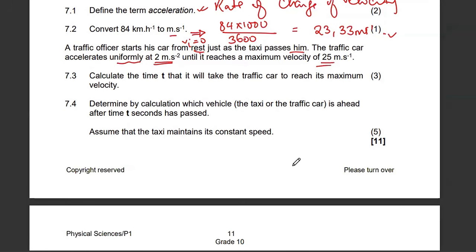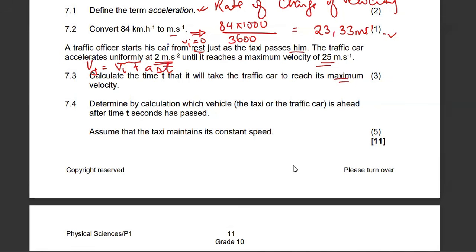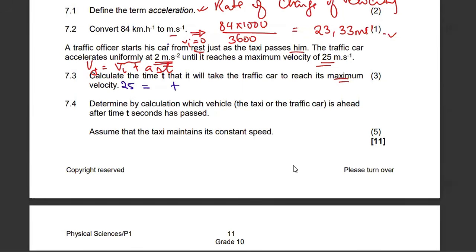Calculate the time, okay, that it will take the traffic car to reach its maximum. Okay, so what we can do, we can use V final is equal to V initial plus a delta t. What do we know? We have our V final, which is 25. Our V initial is 0 because it started from rest. The acceleration is 2. Okay. And then 2t is equal to 25, so t is 25 divided by 2, which is 12.5 seconds.